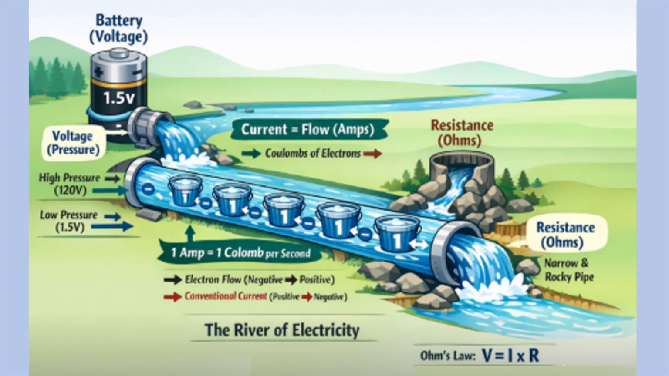In the previous videos, we discussed this picture of the river of electricity. It's a very nice picture which can help you understand the basic workings of electricity, like voltage is pressure, and current is flow, and resistance is ohms. So if you think of electricity like a river, this drawing can really help you a lot.